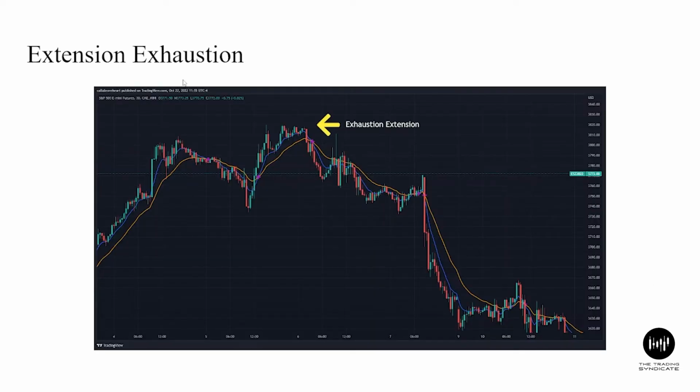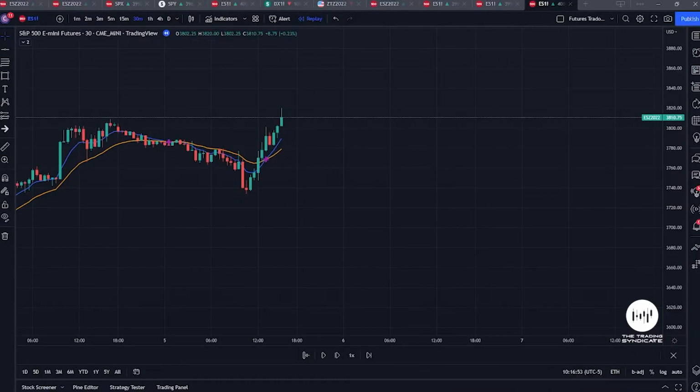Extension exhaustion. Here at the top of our extended move from a most recent intermediate uptrend, the characteristics of an exhaustion extension are separated EMAs, thinning doji candles, and reversal indications. Let's take a look at this phase a little further on our 30-minute time frame S&P 500 E-mini futures chart.